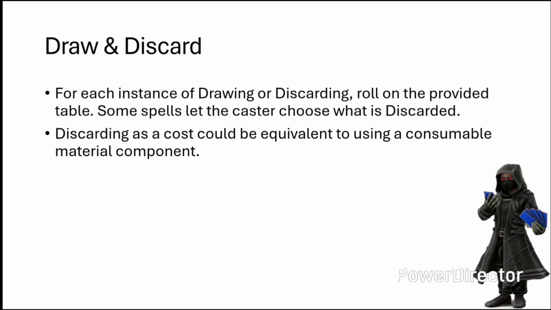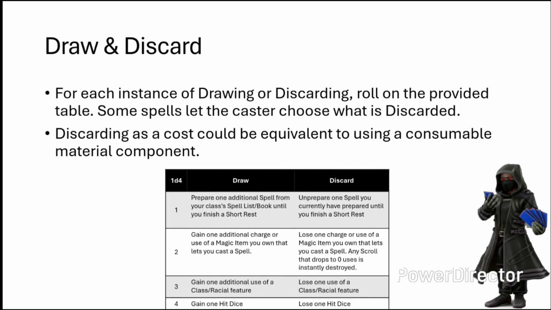Next is going to be draw and discard. This one was a little bit tricky, and I did not like the original ability that I had for it. So I decided to change it and make a small table based off of what could possibly happen when you quote-unquote draw or discard a card. I have 4 different outcomes for drawing and discarding. They are equal and opposite effects.